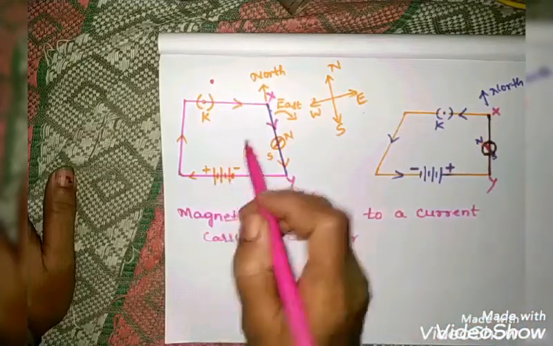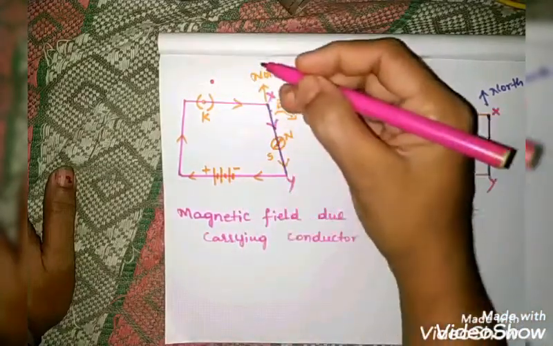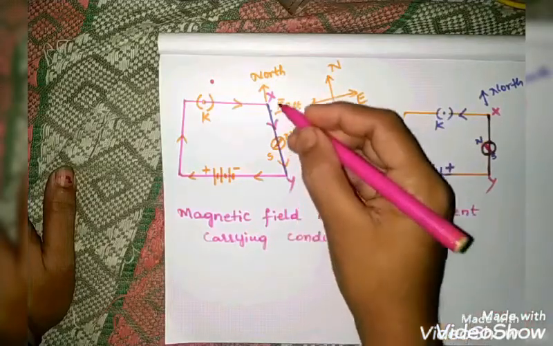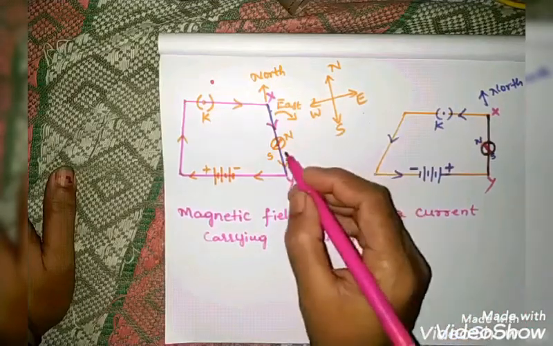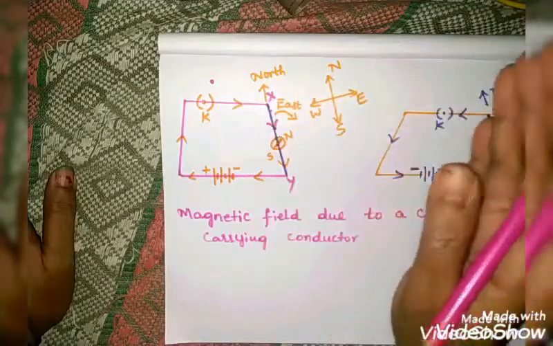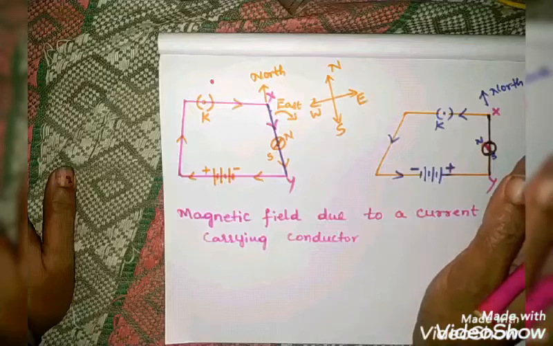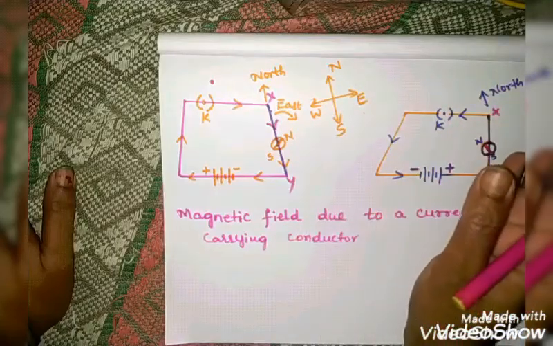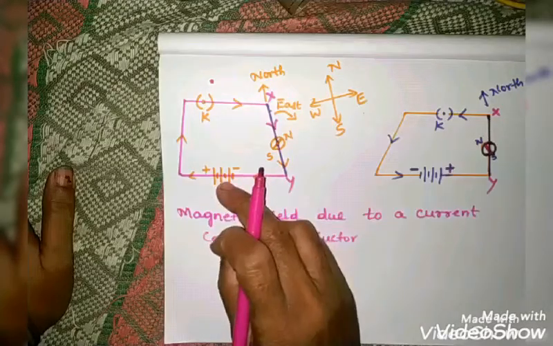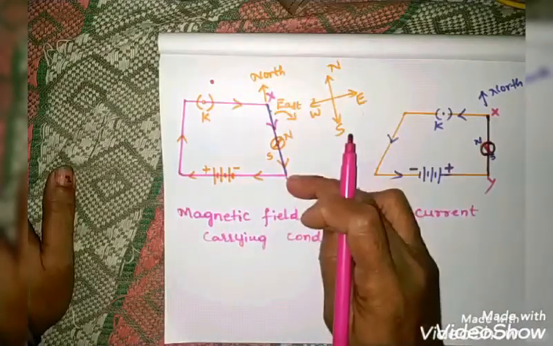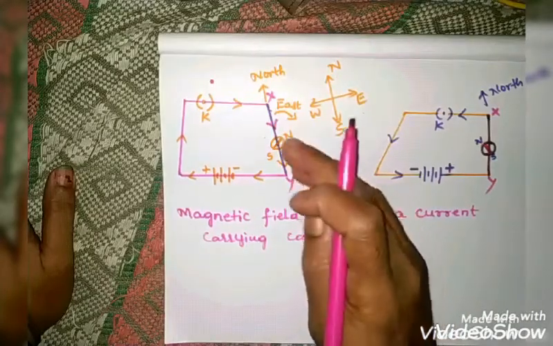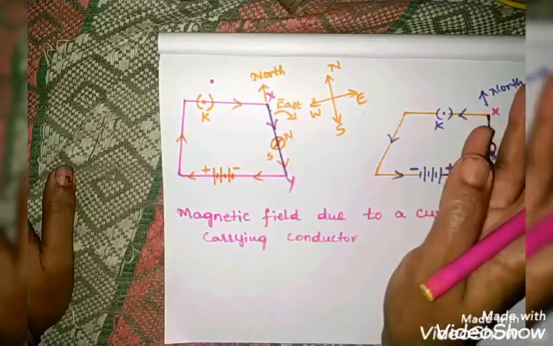So whenever from up to down, that is from north to south, the current is flowing through the copper wire, the deflection is seen to the east direction, or the deflection will be towards the east, or it is eastwards. So this is in one direction when the current is flowing from north to south. North to south, when the current is flowing, the deflection will be to the east direction.